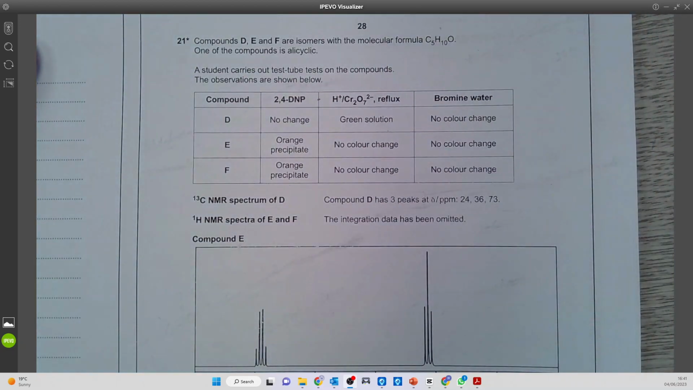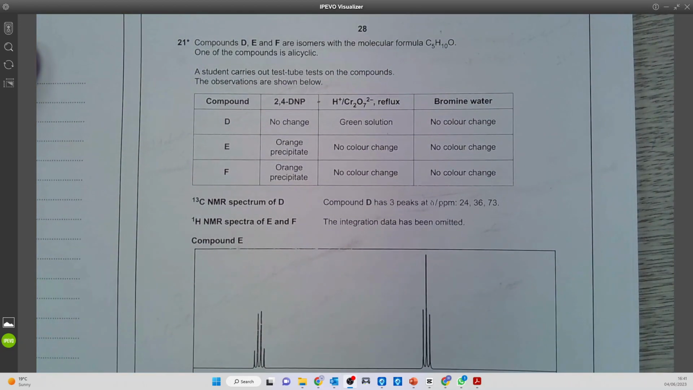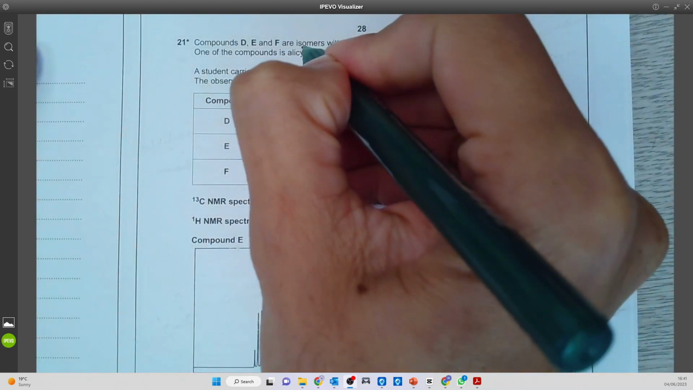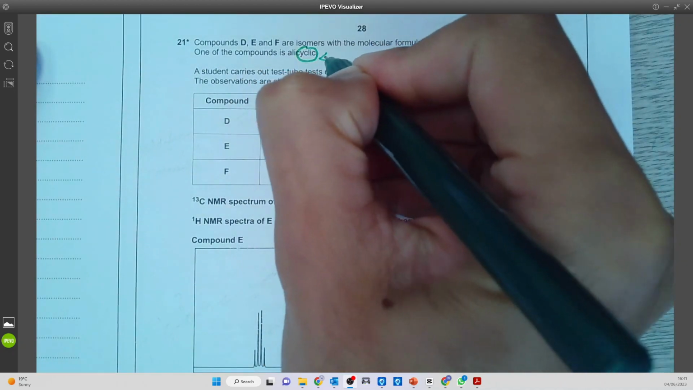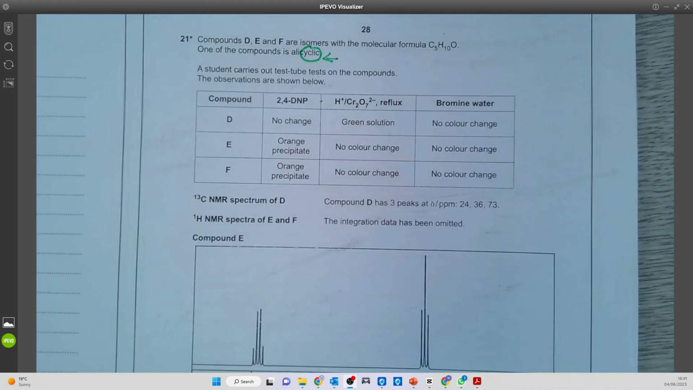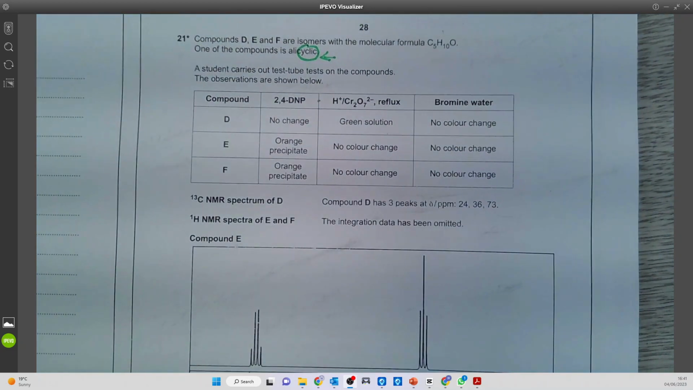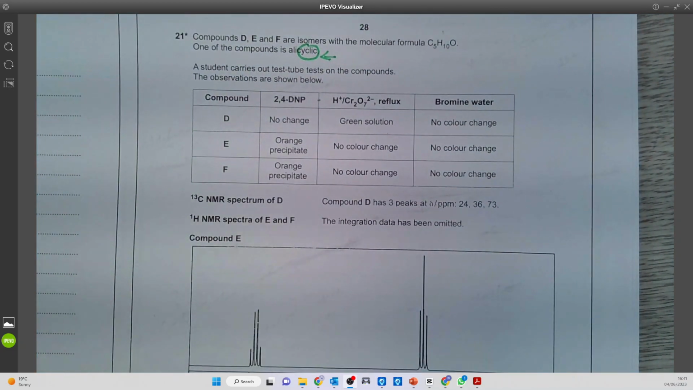It says here you've been given three compounds called D, E, and F, and they are all isomers with a molecular formula of C5H10O. One of the compounds is alicyclic, which means it will have a ring. Now it says the student carries out test tube reactions on the compounds. The observations are shown below.